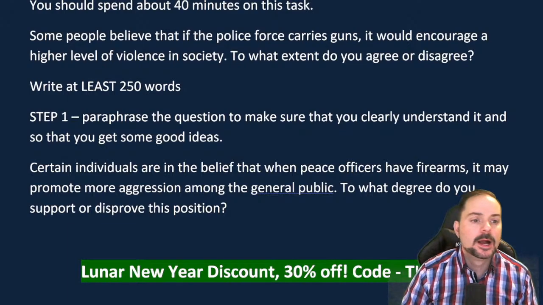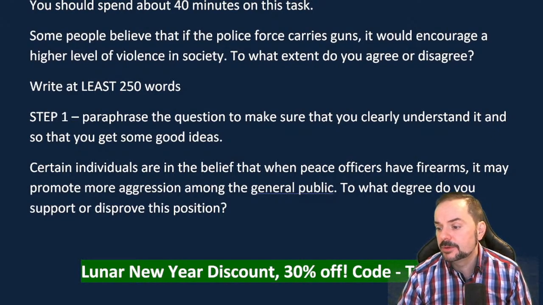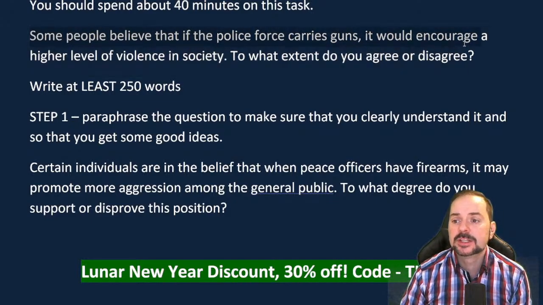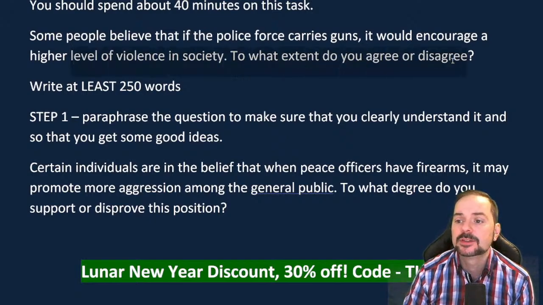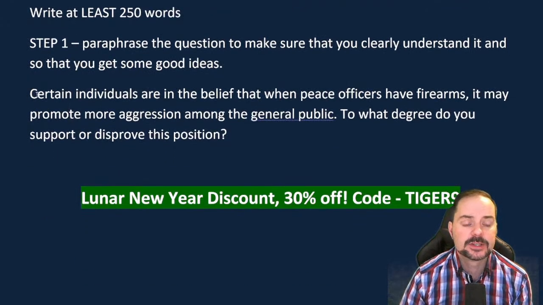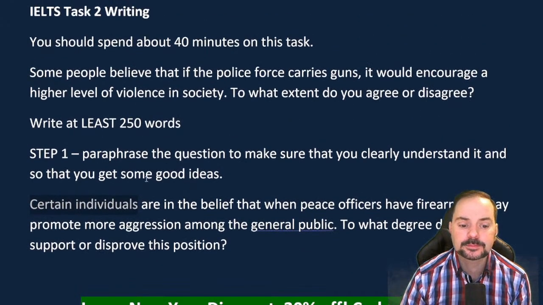Okay, so I'll read mine, and then I'll read some of the paraphrasing by our members as well. Okay, some people believe that if the police force carries guns, it would encourage a higher level of violence in society. To what extent do you agree or disagree? This is the original question. Now here is my paraphrase. Certain individuals instead of some people.